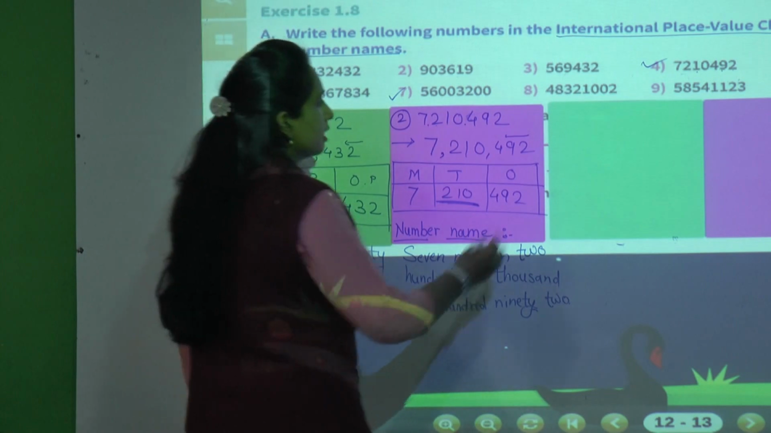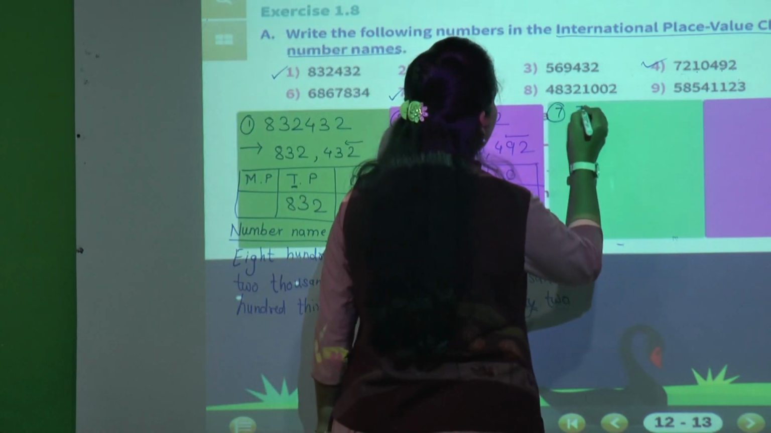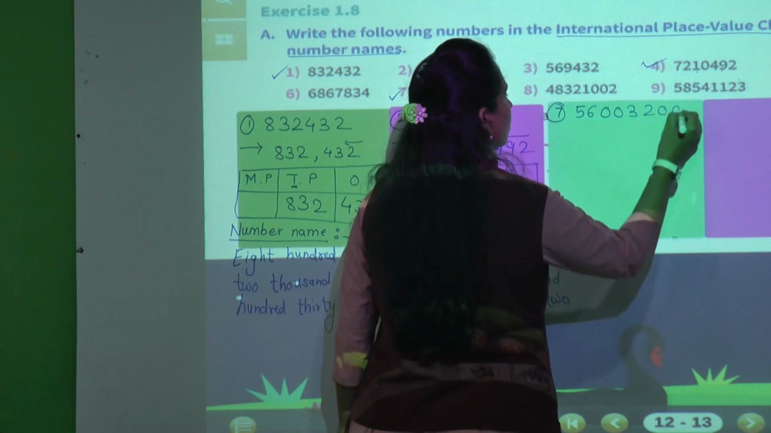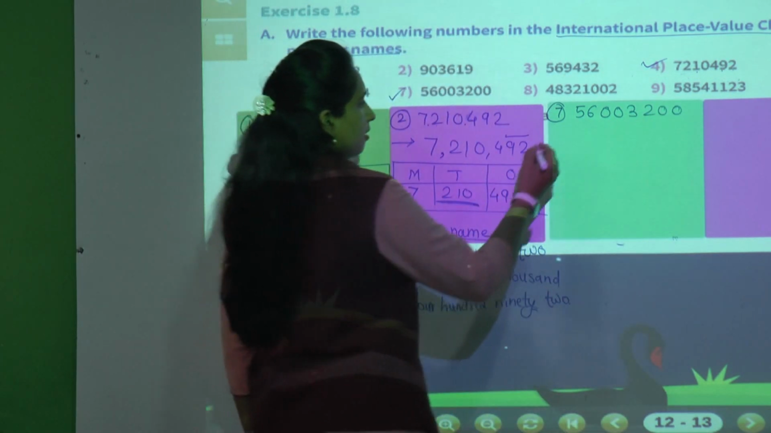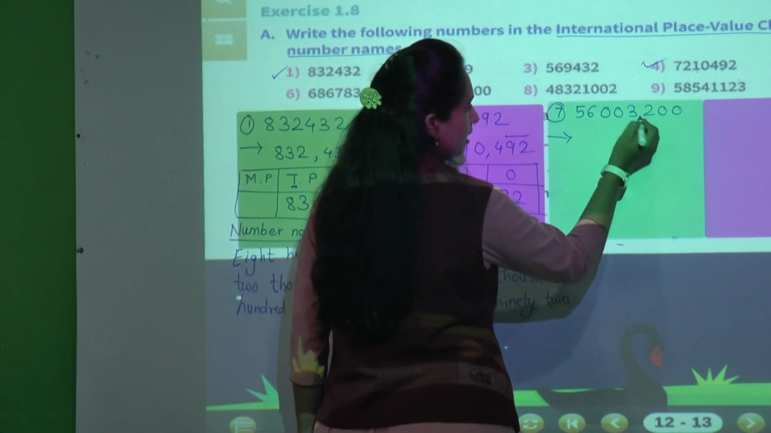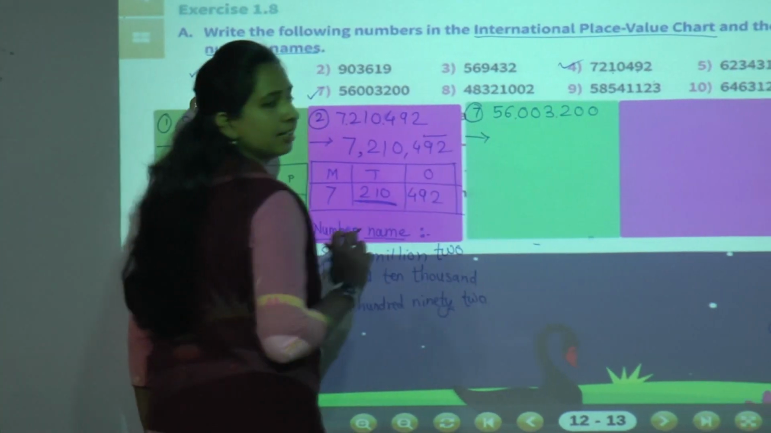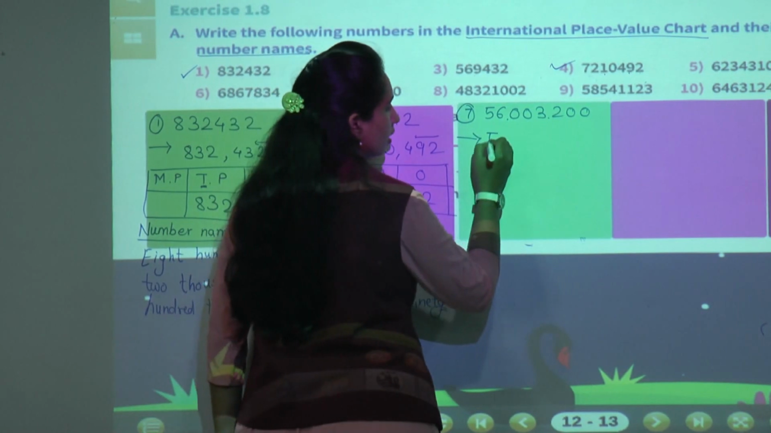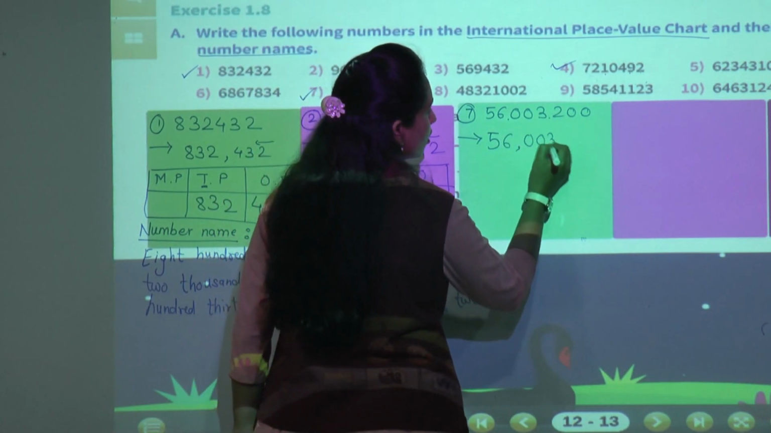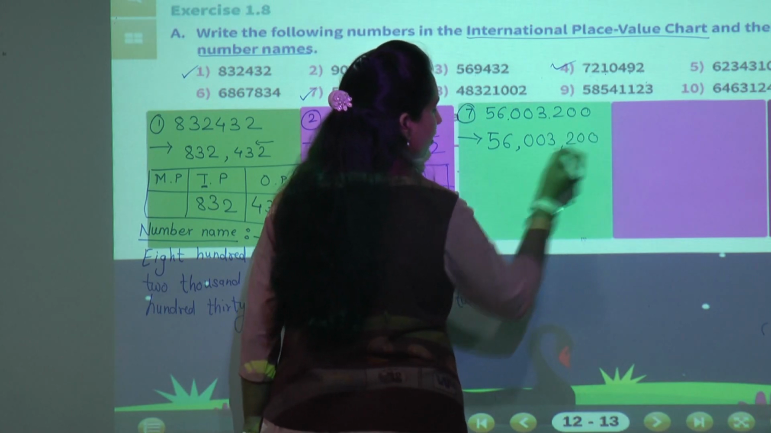7th one. See, I am trying to solve which are hard. Okay? Now see, after 3 digits and remaining 2 digits. So I'll write here 56 comma 003 comma 200.